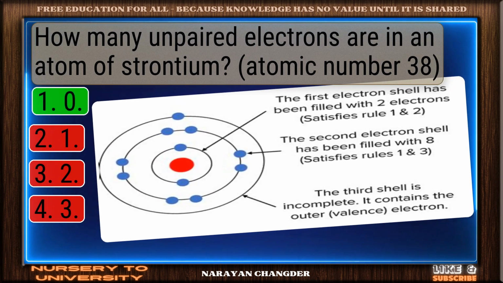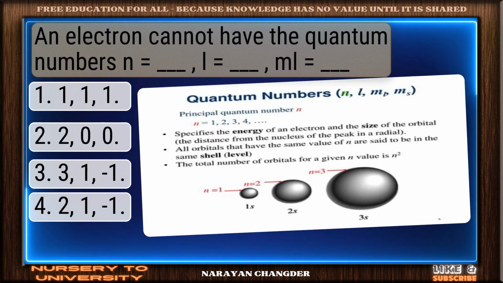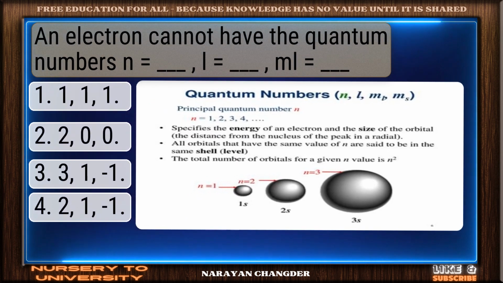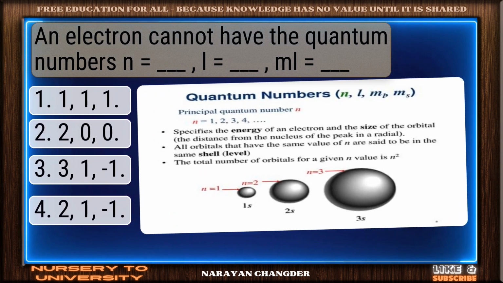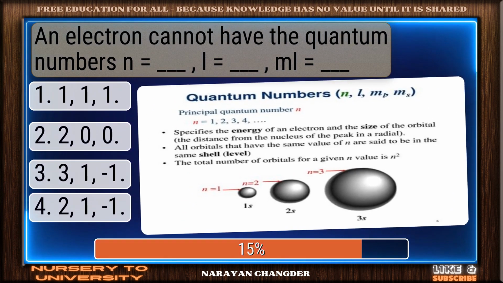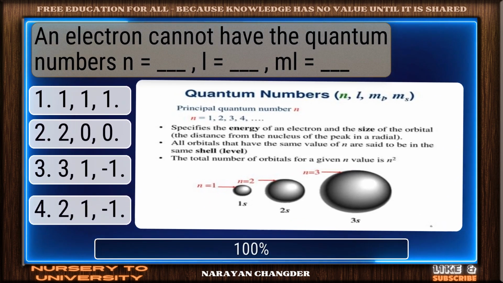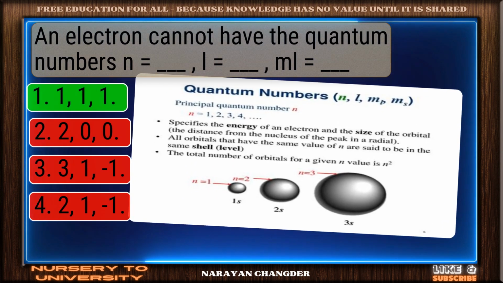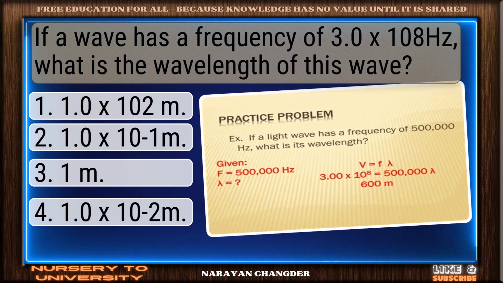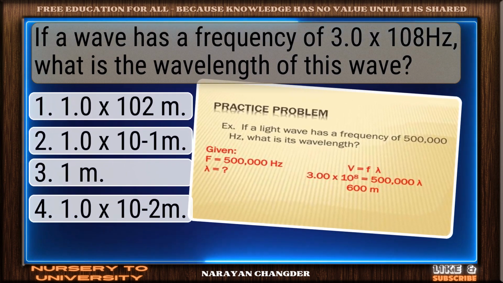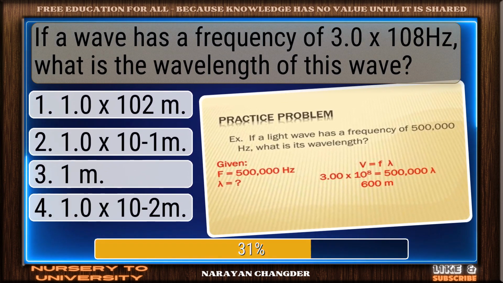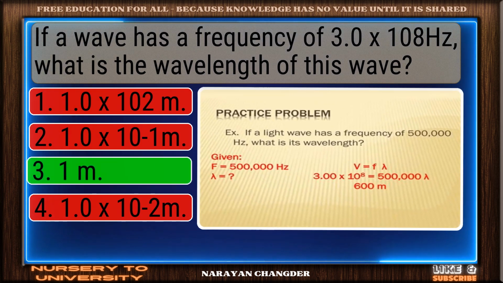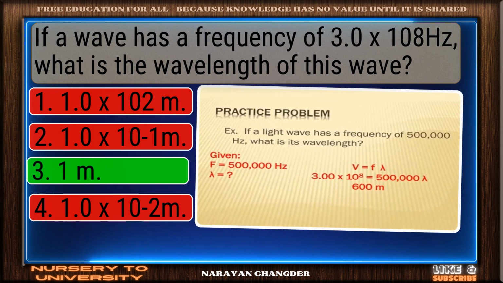Valid point. So is true. An electron cannot have the quantum numbers n equal to dash, l equal to dash, m sub l equal to dash. On track. 111 is the correct answer. If a wave has a frequency of 3.0 x 10^8, what is the wavelength of this wave? Correct response. 1 m is the most accurate answer.